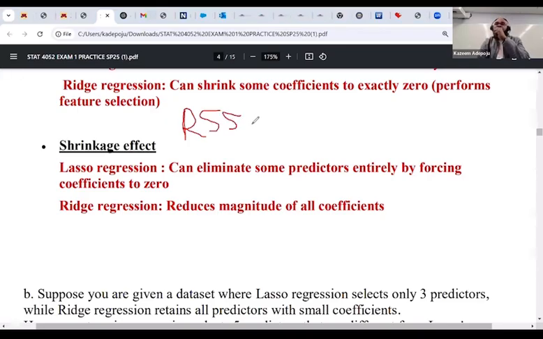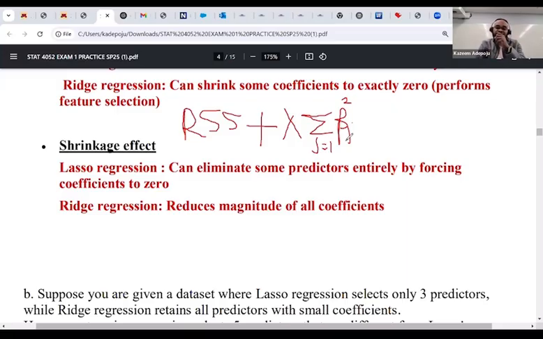Okay, now it is the residual sum of squares here, if I add lambda times the summation of beta j squared, with j going from 1 to the number of predictors. Okay, this is the residual sum of squares for the ridge regression. So you have to get yourself familiar with the residual sum of squares for the ridge regression.